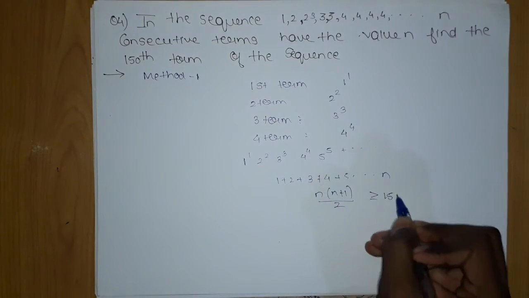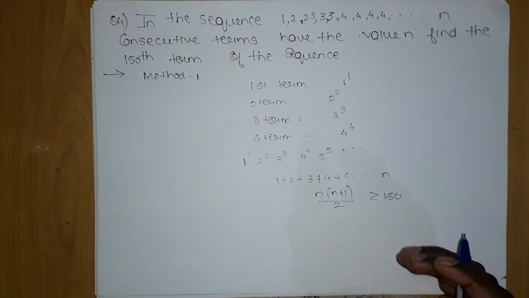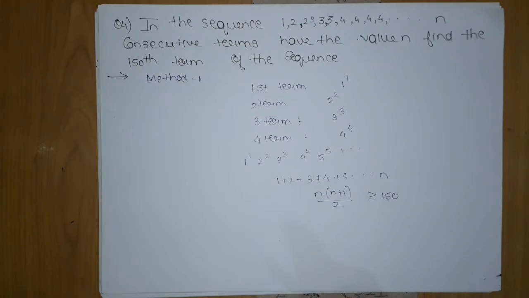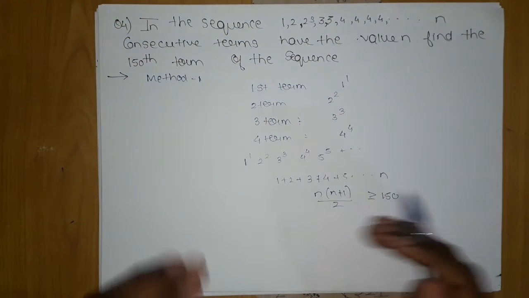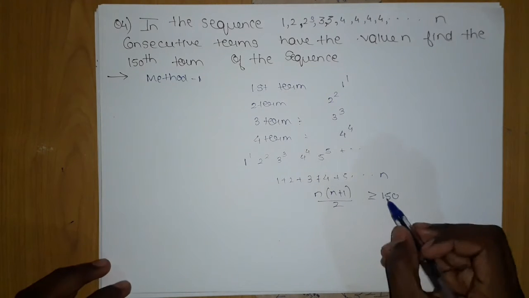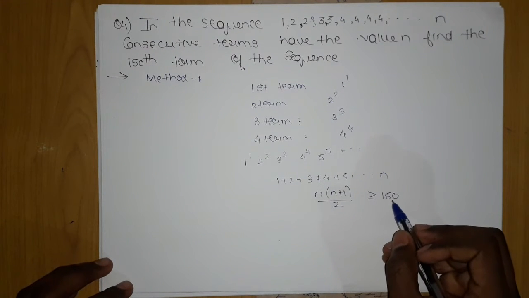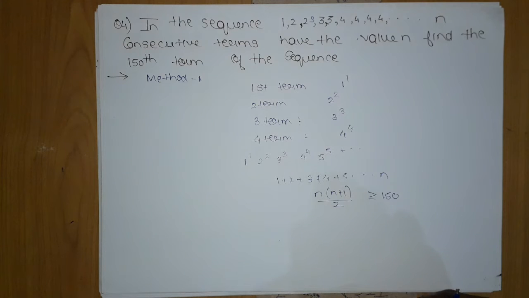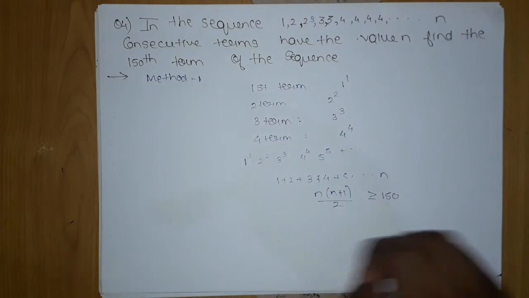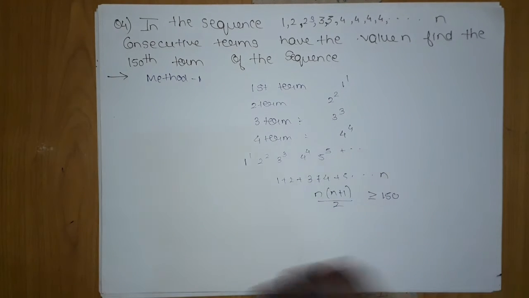Greater than or equal to 150. If I add all the powers, and the sum should be greater than or equal to 150, then we can find at what n it is greater than or equal to 150. If I apply the condition that this power should be greater than or equal to 150, then I can find the n.